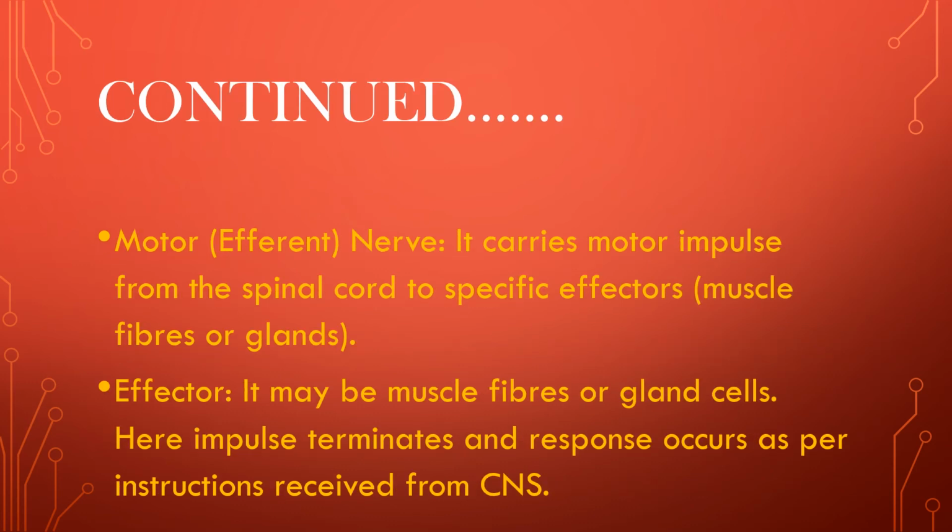This motor impulse will be carried by the motor nerve fiber, that is the efferent nerve fiber, from the spinal cord to the specific effector. I told you already the effector will be either muscle or glands. The effector's work is to convert the impulse into response. Means the impulse here is terminated and the response occurs as per the instruction. So these are the 5 components of the reflex arc.